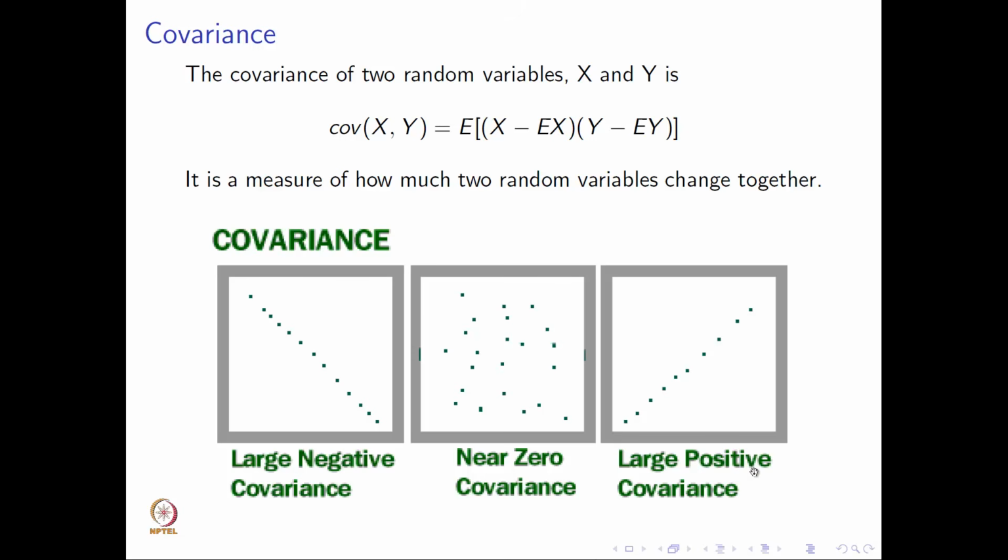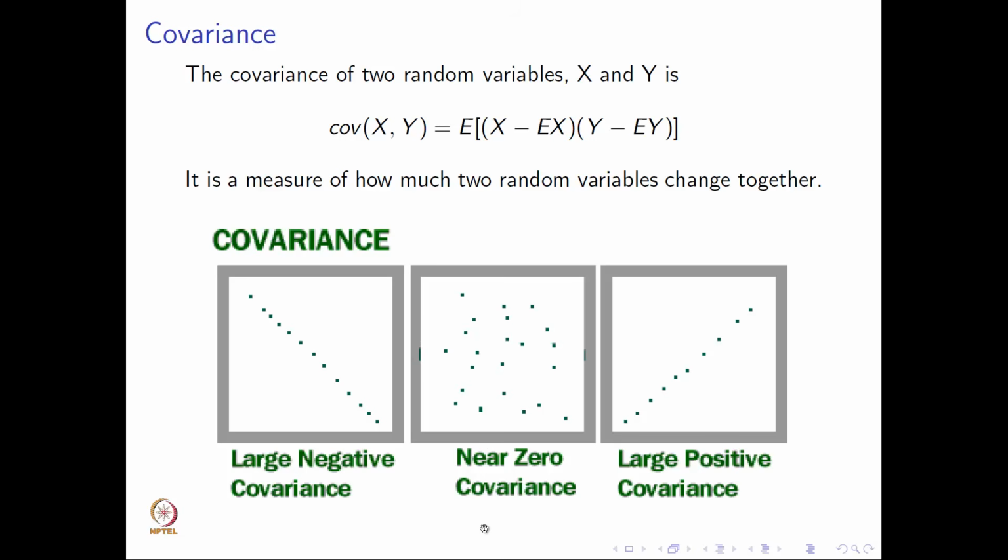Similarly, in the third part of the diagram, we can see that as the value of variable x increases, so does the value of the variable y. Thus we see a large positive covariance. However, in the middle diagram, we cannot make any such statement, because as x increases, there is no clear relationship as to how y changes. Thus, this kind of a relationship will give zero covariance.